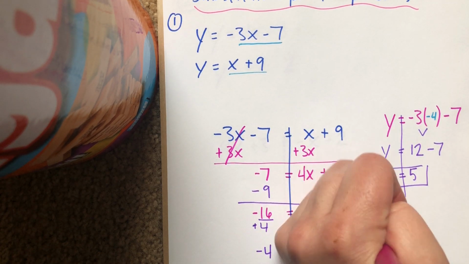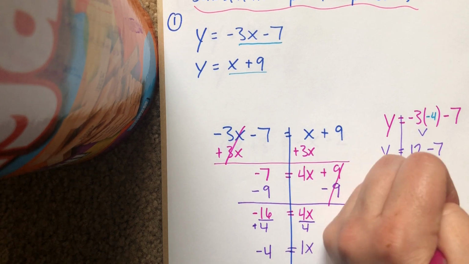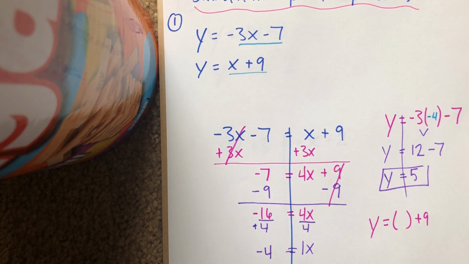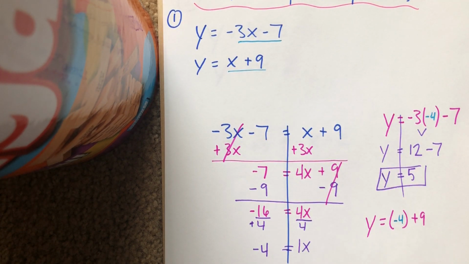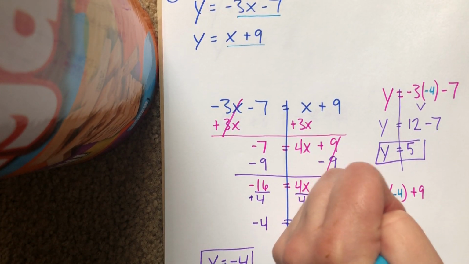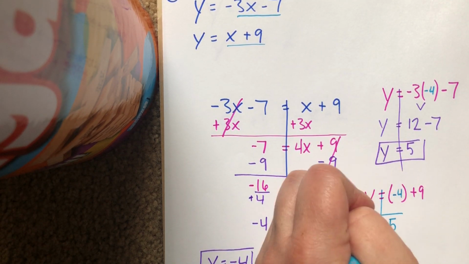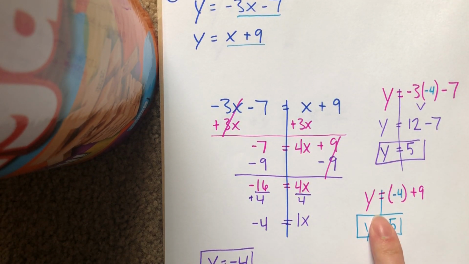So you have y is equal to, instead of x, I'm putting a space, plus 9, and then I'm going to put that negative 4 in here for x. So if I were going to simplify this, I would just say y is equal to 9 and negative 4 added together is 5. So either way you slice it, you get y is 5.